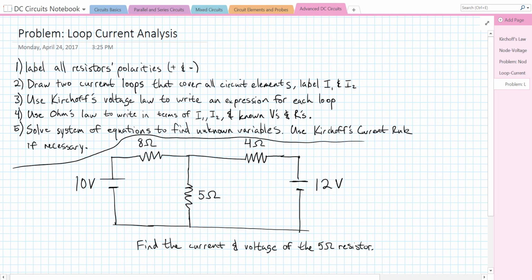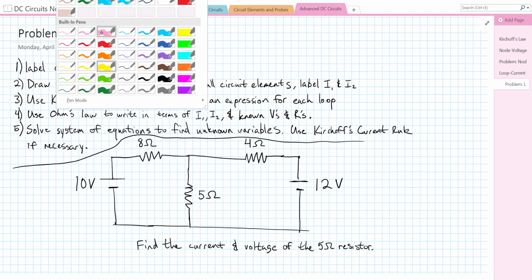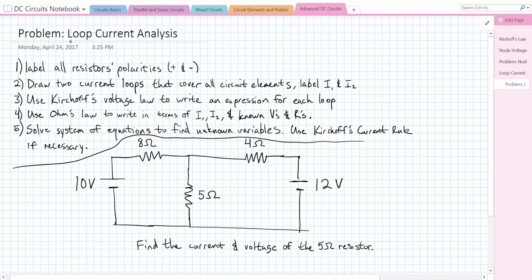Our first step is going to be to label the polarity of all of the resistors. Now, this is a little bit of a weird one because resistors don't actually have polarities. There's no positive or negative side of a resistor. They work the same either way. The polarity is actually just going to be for us, and it's going to tell us about the voltage drop or possibly voltage increase across a resistor.